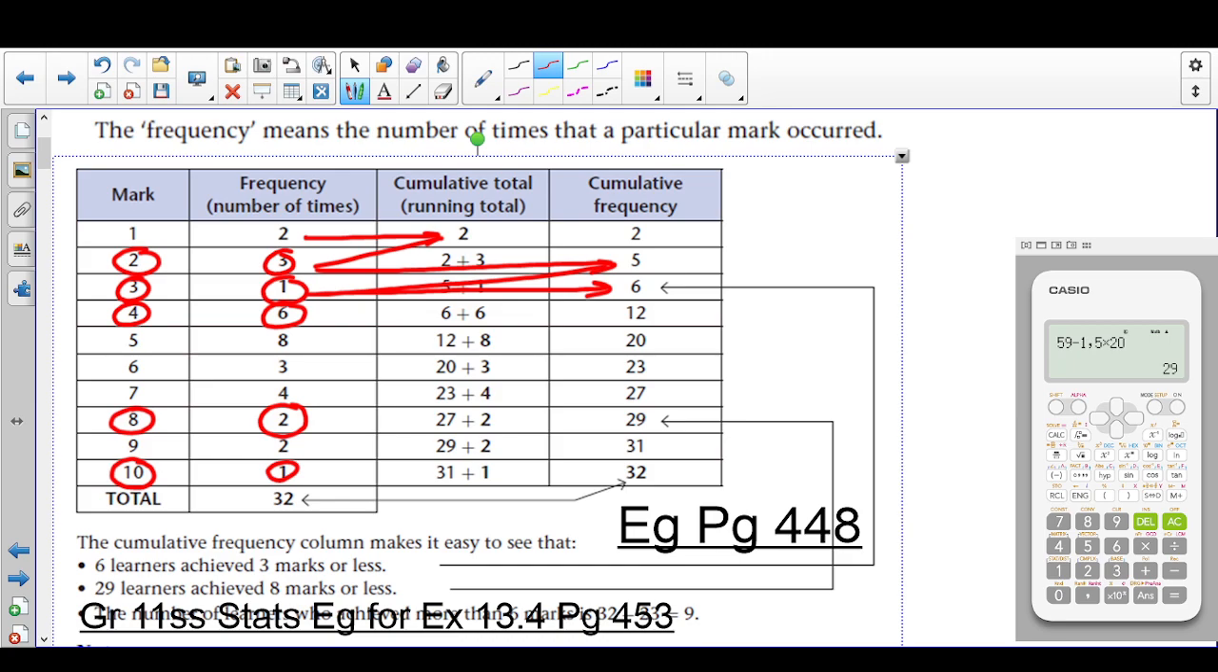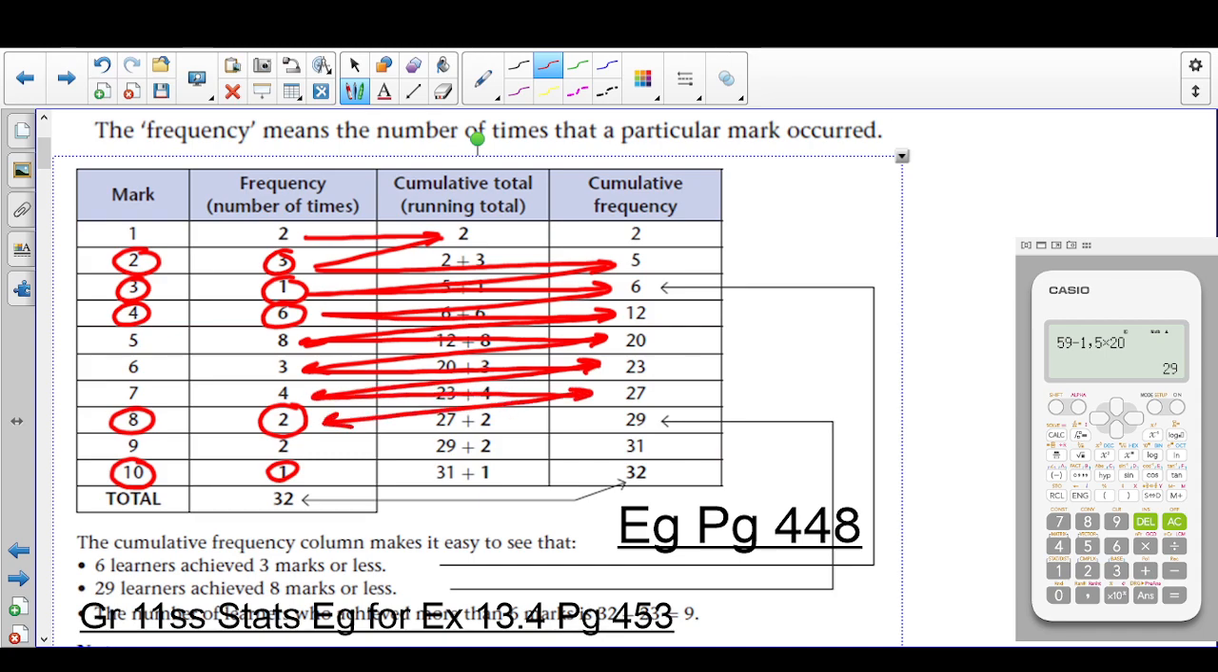So what we do is we say 6 plus 6 is 12. 12 plus 8 is 20. 20 plus 3 is 23. 23 plus 4 is 27. 27 plus 2 is 29. 29 and so on, it's 31. 31 plus 1 is 32. Did you see that, people?